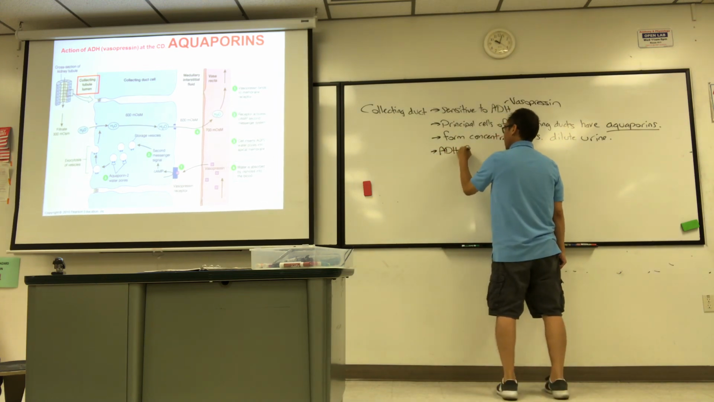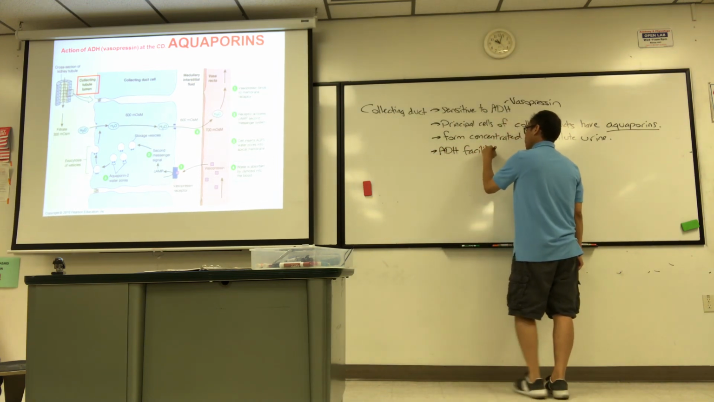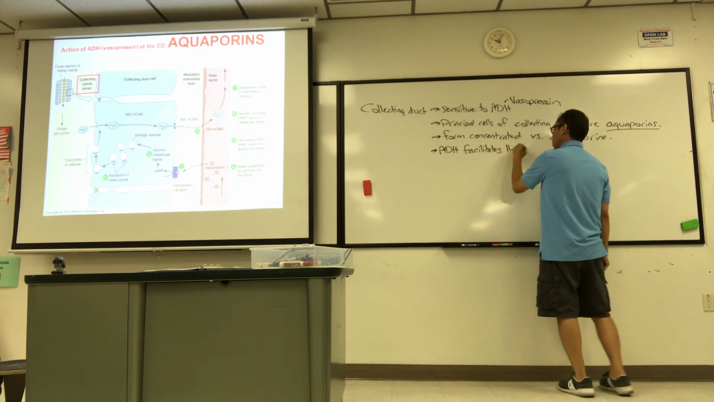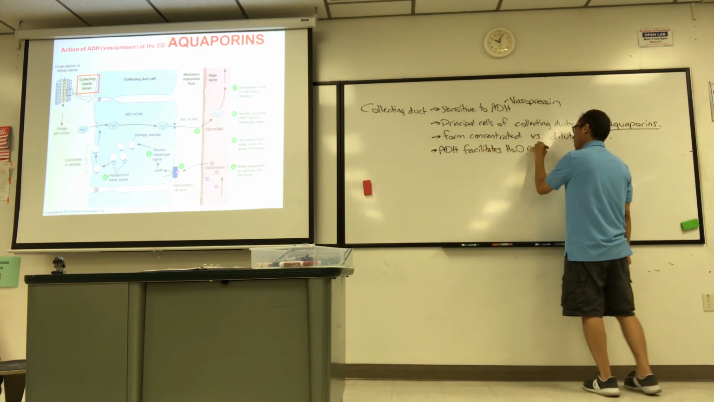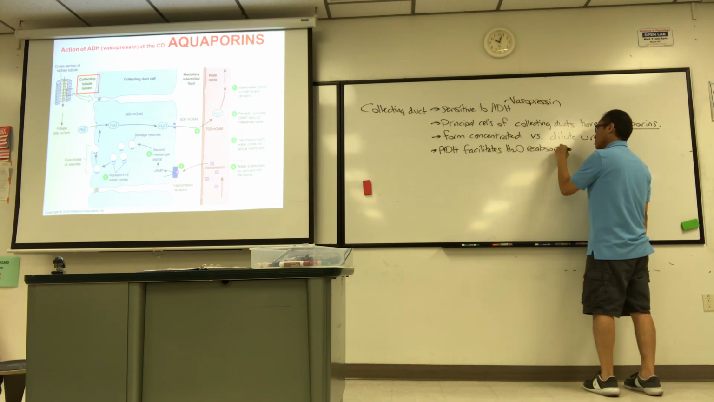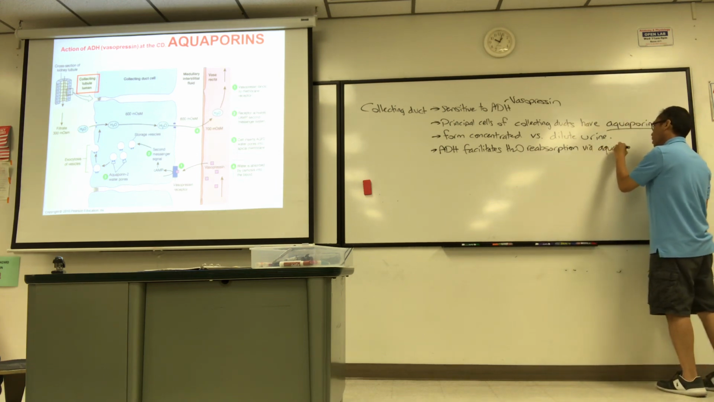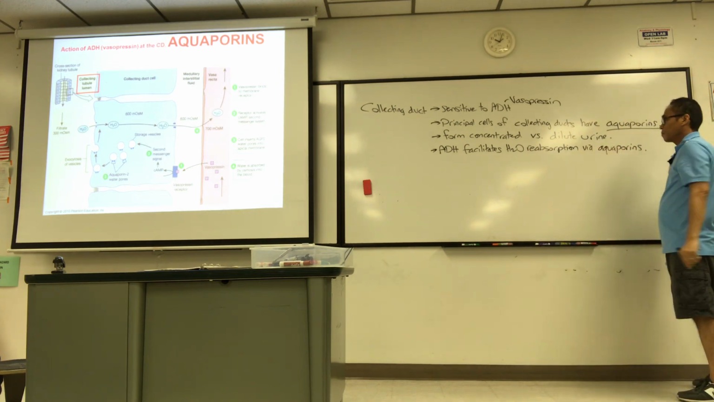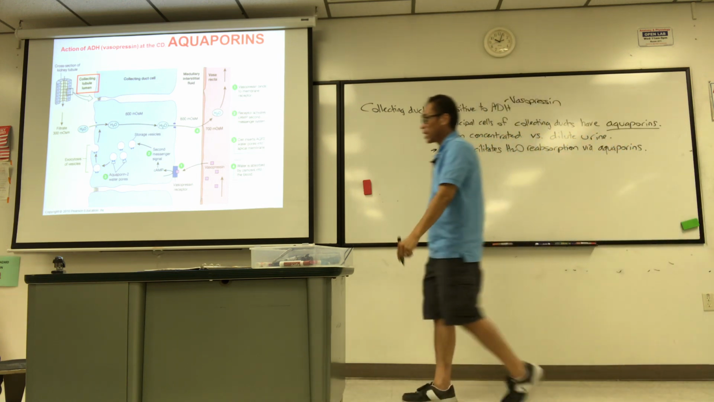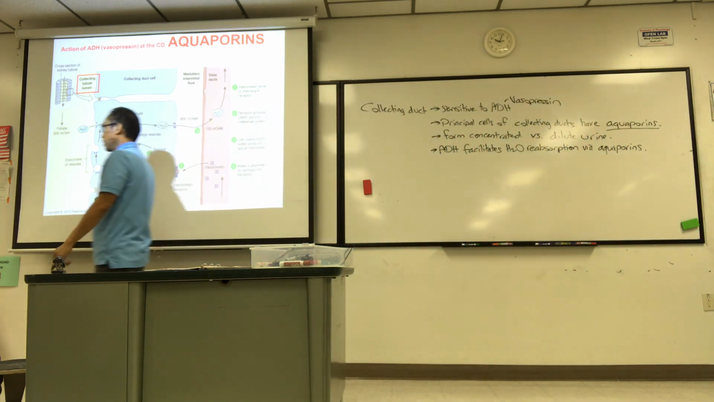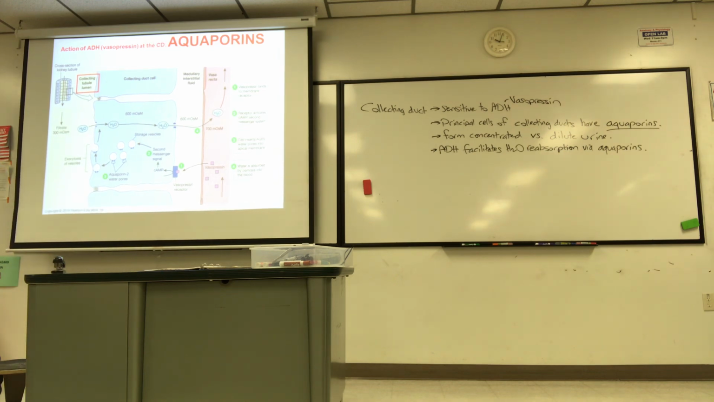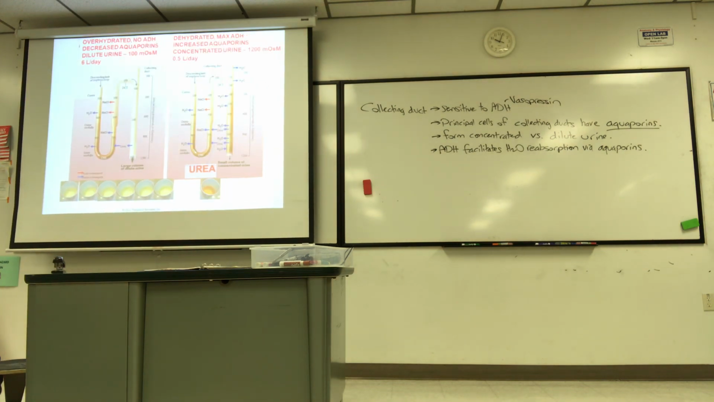ADH facilitates water reabsorption via aquaporins. Because water just doesn't seep out. Again, there are tight junctions between the cells of the collecting duct, and you have to do a transcellular route. There's a picture side by side showing you the min-max range of urine production by the nephron, focusing on collecting duct. Okay?